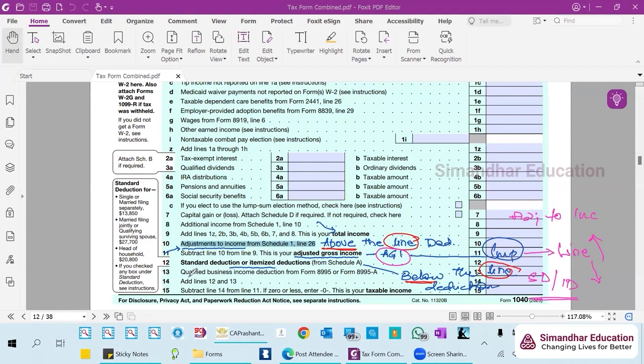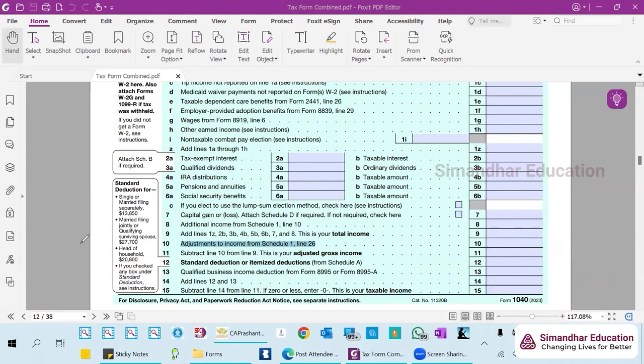Then I have something called qualified business income, which is also known as QBI. This is a small topic, but a really interesting one. And then all of this sums up to my taxable income. So you see, let's make up our formula here.